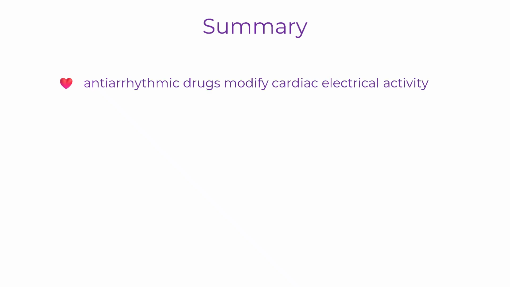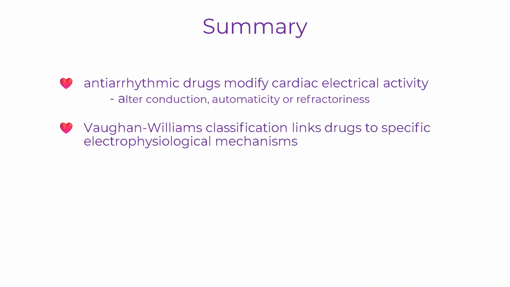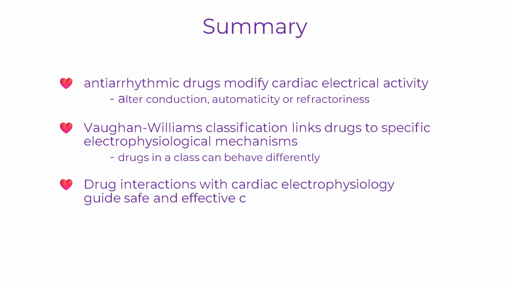To summarize, antiarrhythmic drugs modify cardiac electrical activity by altering conduction, automaticity, or refractoriness. The Vaughan Williams classification links these drugs to specific electrophysiological mechanisms, but drugs within a class can behave very differently. Appreciating how each class interacts with cardiac electrophysiology helps guide safe and effective clinical use.